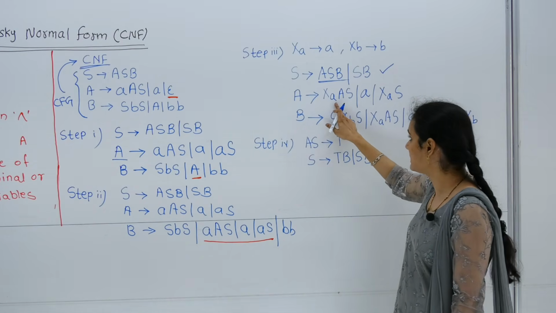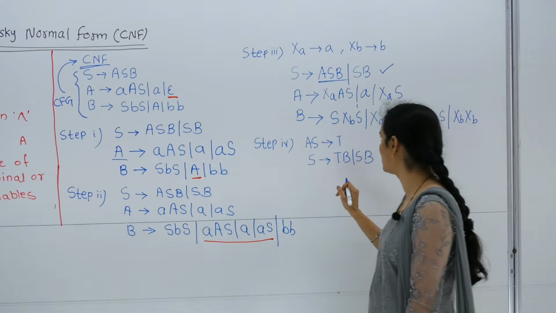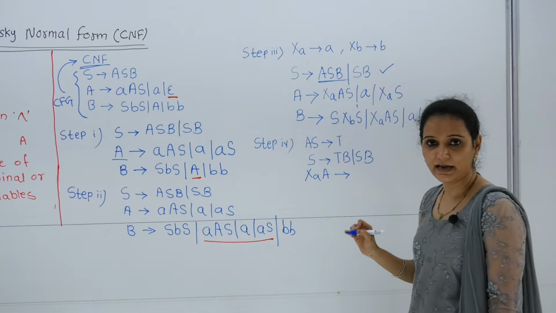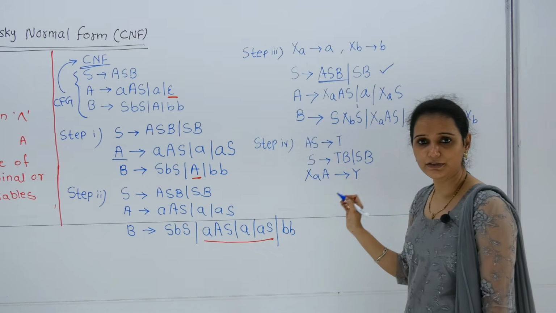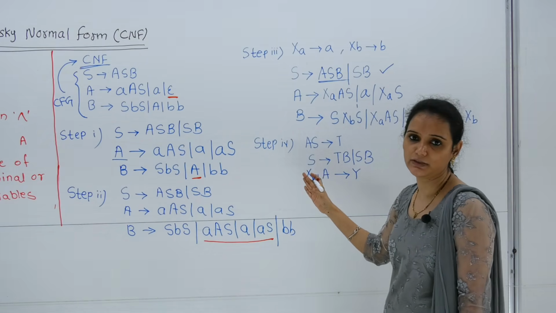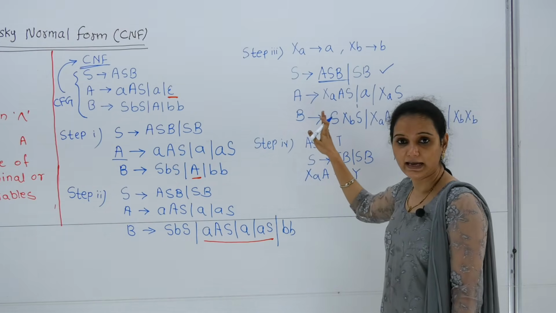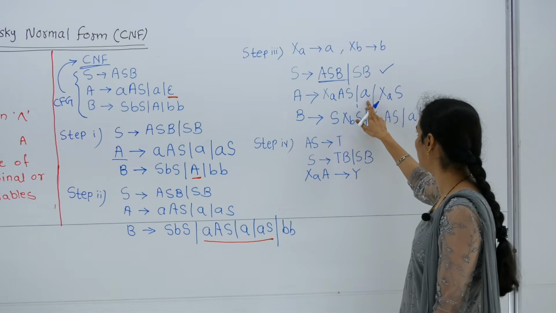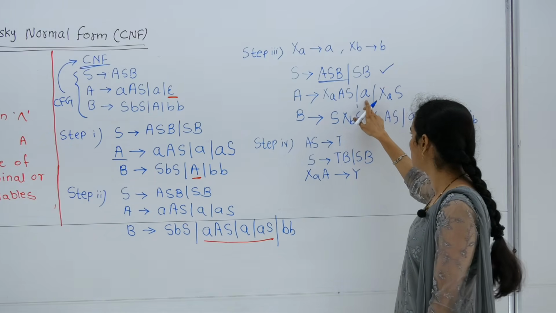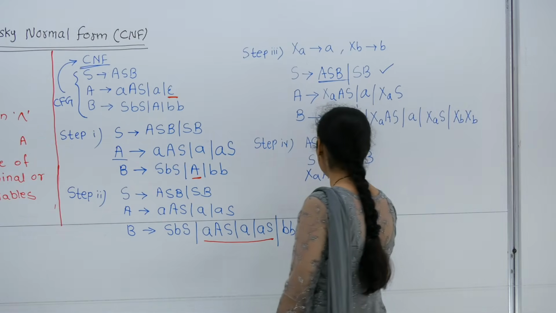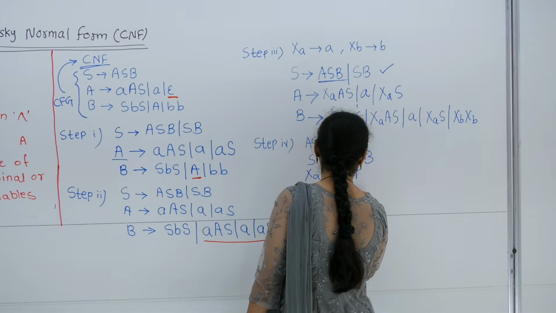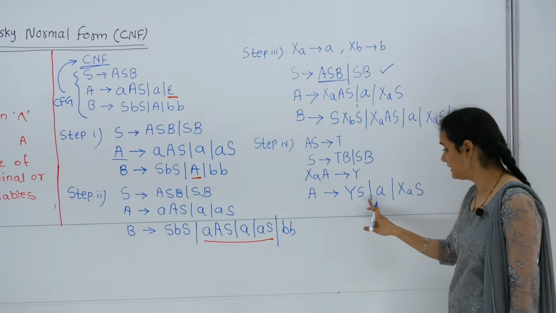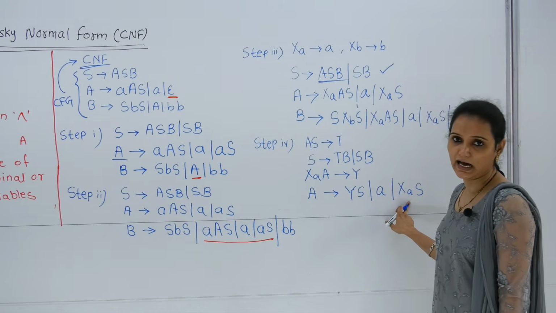Now A produces XA capital AS, here also 3 non-terminals are present. Therefore again I can replace XA capital A by another non-terminal, suppose Y. You can use any non-terminal, only avoid repetition: T we have used, A, B, S, X we have used, therefore use a different non-terminal. Then it becomes YS, or small letter a, a single terminal, which is CNF, and here these two are non-terminals, already in CNF form. Therefore A produces YS or a or XAS. So observe here students, 2 non-terminals, single terminal, 2 non-terminals, all productions are of CNF form.